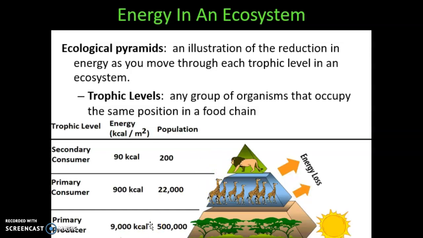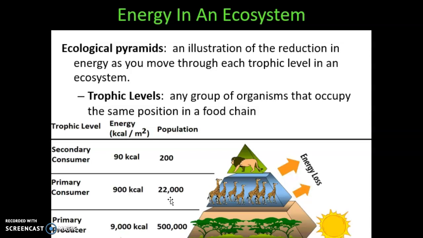Right? So if you look at all the trees in an African savanna, they have about 9,000 kilocalories of energy, right, which allows their population to grow to huge numbers, 500,000. However, as the energy gets transferred up to the next trophic level, only 900 calories goes up, right, which means the giraffe population is much smaller. Right? That herd of giraffes in the savannah is only 22,000 giraffes.